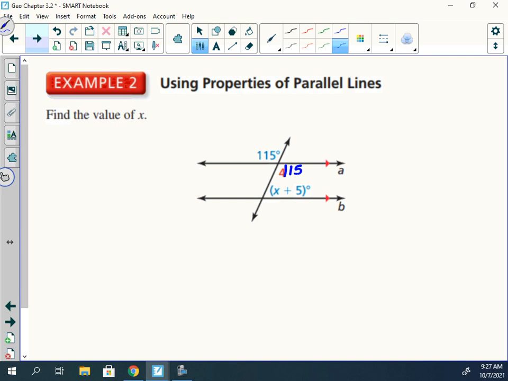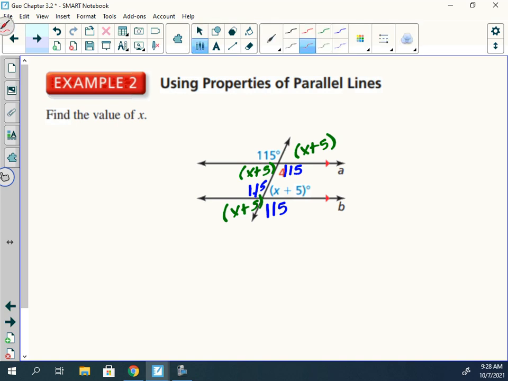Would x plus 5 be 115? No. What about the angle next to it over here? This would be 115 and down here would be 115. If I filled in the x plus 5, up here would be x plus 5, and down here would be x plus 5, whatever that measure is, yes? Because those are the spots that match up for those given angles. So can we say that x plus 5 and 115 are congruent to each other? No. So what are they going to do? Add up to be 180.